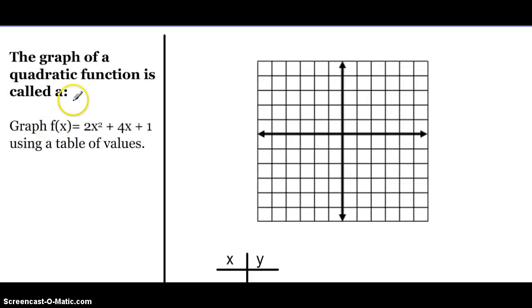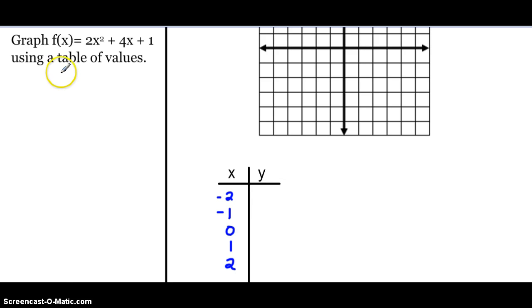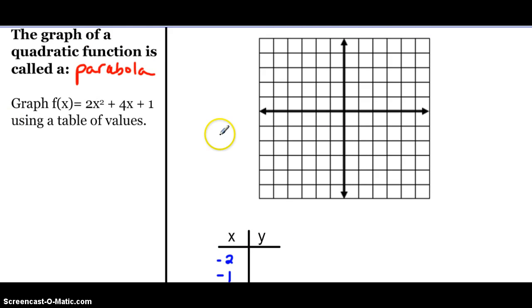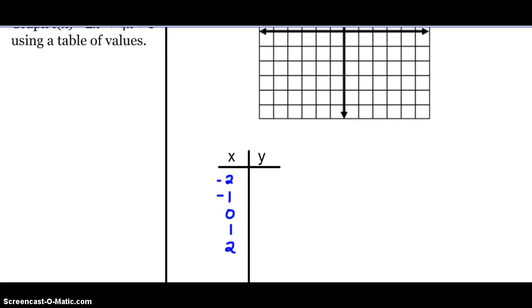Okay, so we can graph a quadratic function with a table. And remember from last class, we call the graph of a quadratic function a parabola. Let's use a table to graph this function. Go ahead and use these x values to substitute into this equation and see what y values you get. Then go ahead and plot your graph on this coordinate plane and see if you can come up with your parabola shape. If you need to, add other values to help you do that.